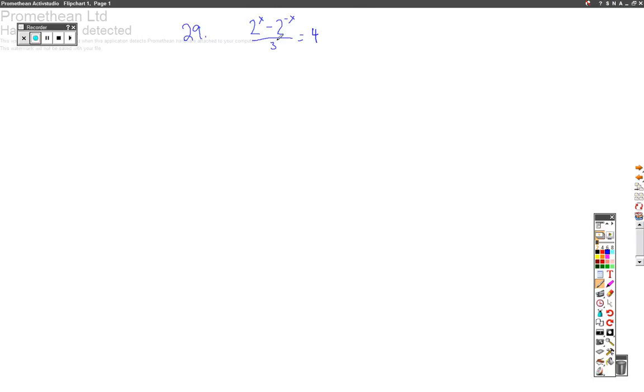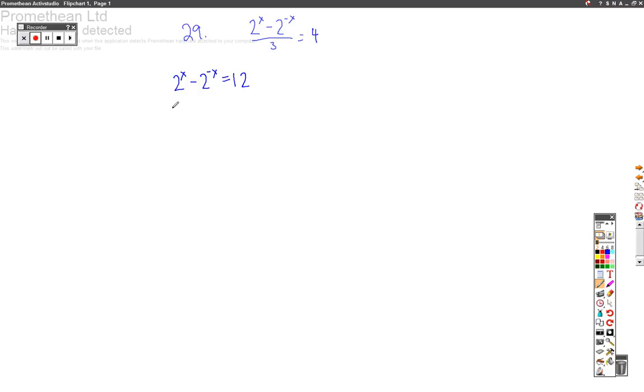Alright, in order to solve this problem, I'm first going to get rid of this 3 in the denominator, so I can rewrite the first part as 2 to the x minus 2 to the negative x equals 12. The idea here is that I eventually want to be dealing with the same bases.